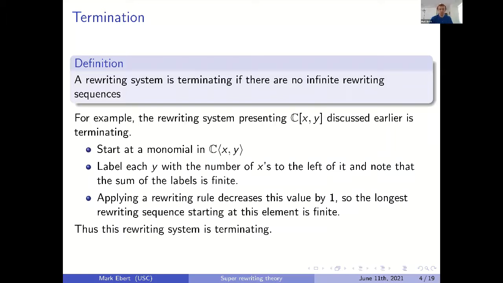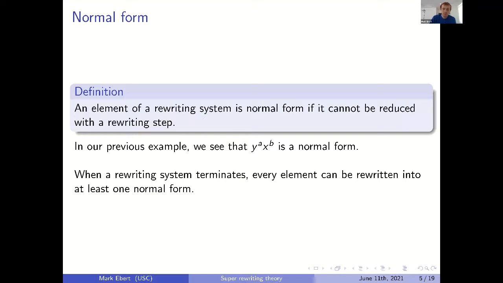Next, let's talk about normal forms. A normal form is an element that cannot be rewritten using a rewriting step. If we look at the previous example, y to the a x to the b is a normal form, as there is no xy anywhere in here. When a rewriting system terminates, every element can be rewritten into a normal form.